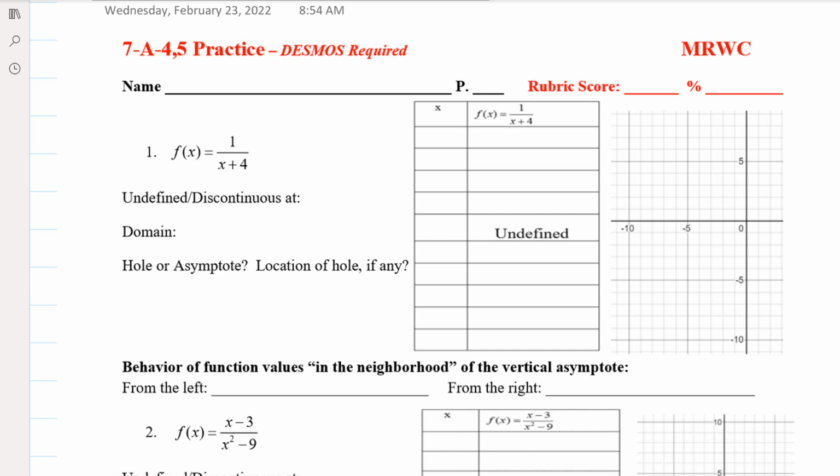And we're going to go in through a little practice here on activities 7A, 4, and 5. Now we've already been through the activities, and what we're going to do is just practice. And this is Desmos required, so get your Desmos ready to rock here.